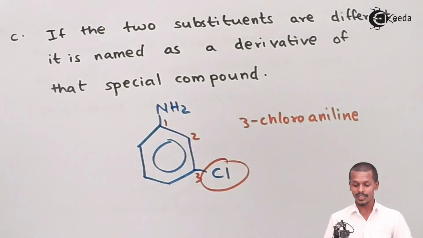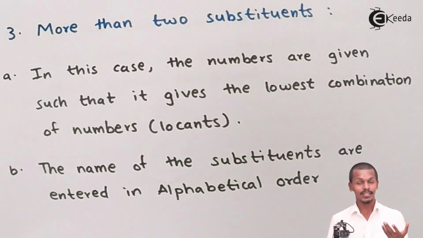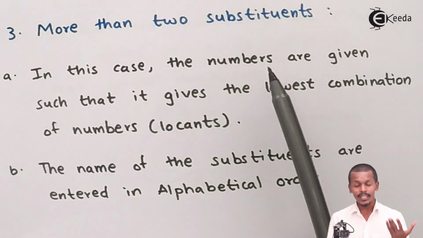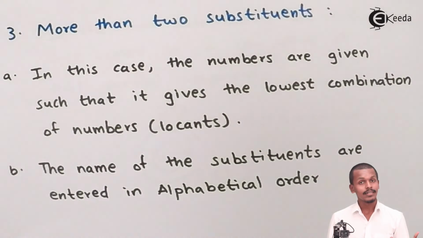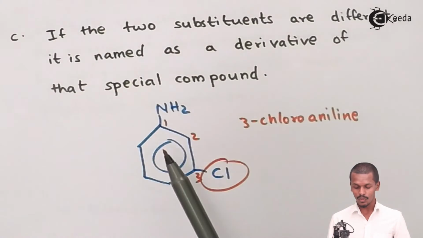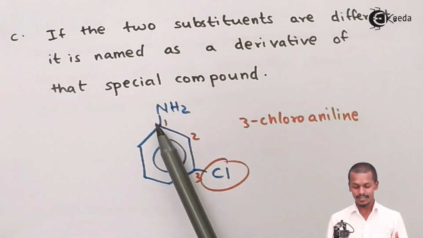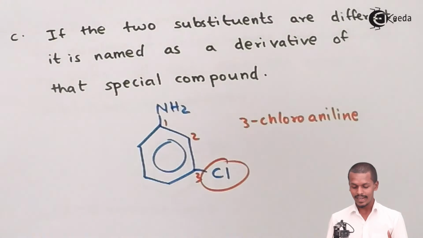What if there are more than 2 substituents, that is, we are talking about 3 and 4? In this case the numbers are given such that they give the lowest combination of numbers, that is locants, and that is what we did earlier also. When we took this as an example, we gave the numbers in such a manner that the lowest numbers are given to the substituents, and that's the reason the numbering started in a clockwise direction in this case, but it could also be anti-clockwise depending on the compound. We number from that form where we get lower numbers for the substituents, and that is what has been written over here.